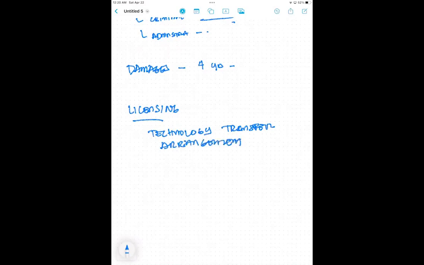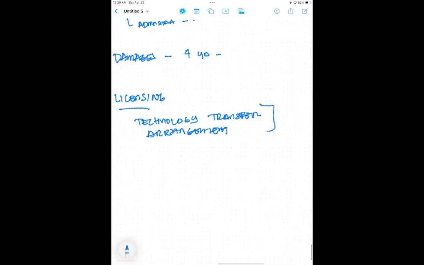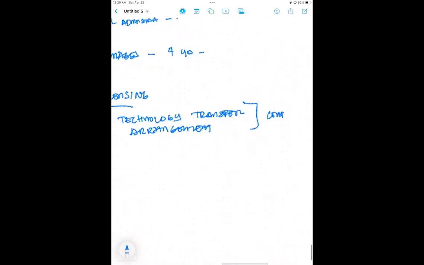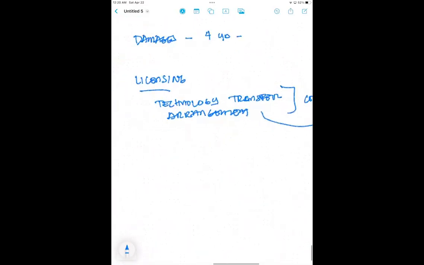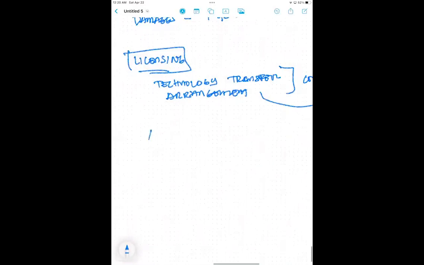So this is defined in the law as a contract involving transfer of technology. So kaya nga siya nililisensya. Okay, let's say, for example, A owns a patent over this drug or over X, okay? And A may enter into a contract with B.